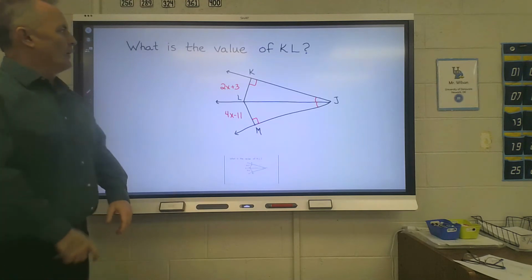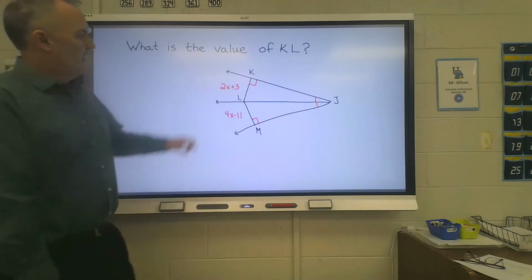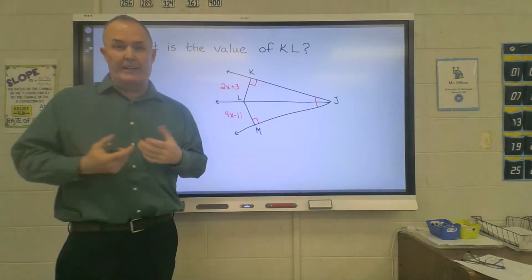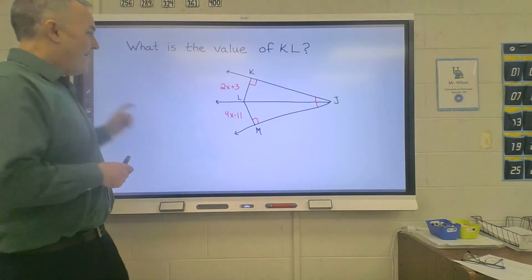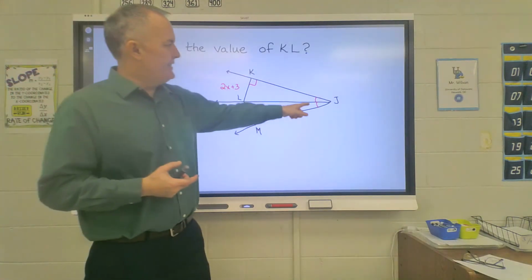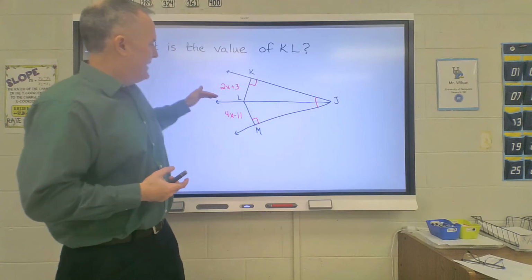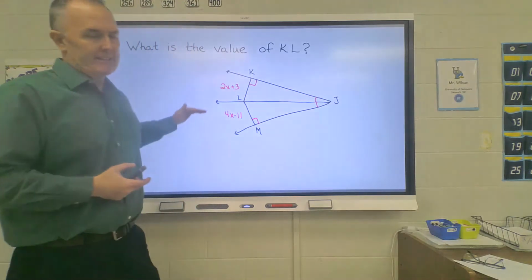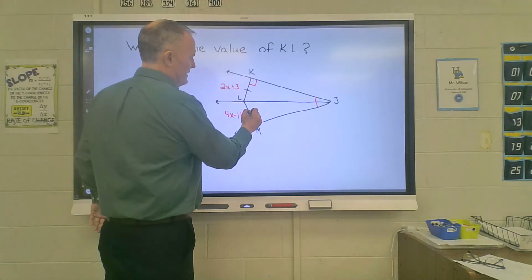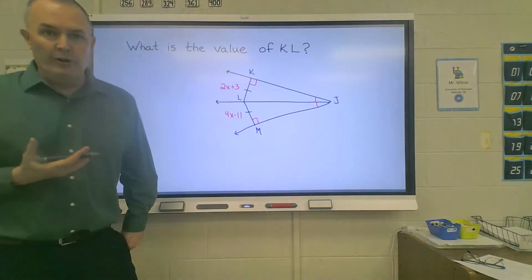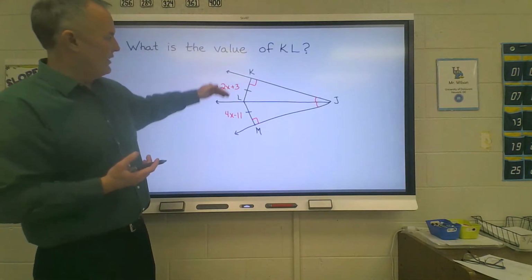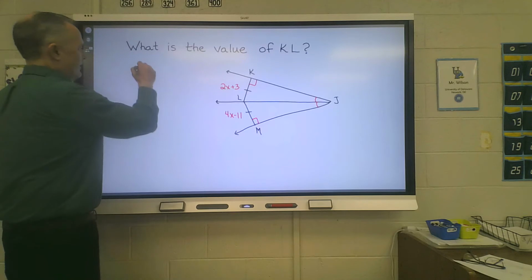For this one, it says, what is the value of KL? So we don't know the value of KL here. And it doesn't have the little tick marks on here to determine that they are congruent to each other. However, based on the angle bisector theorem, if these two angles are congruent, that means LJ is an angle bisector. That in turn would make these two segments equidistant or congruent with each other. So if I want to find the distance of KL and they're congruent, you just set them equal to each other.